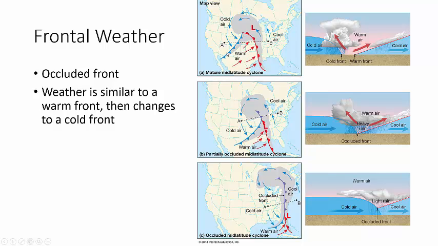So what's going to happen is this moves faster than this one. So this is going to start to overtake it. And when it does, you get the occluded front. And so you get, see the purple color, right? Red and blue make purple. And then you have semicircle, triangle. And as it continues to move faster and eat into the warm front, you're going to get more of it.